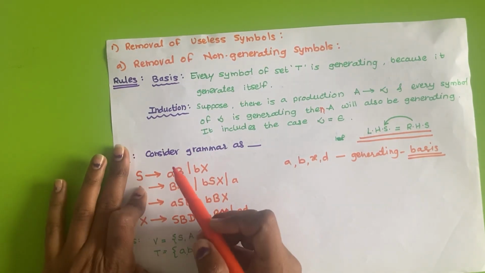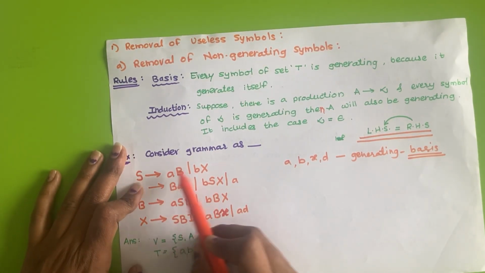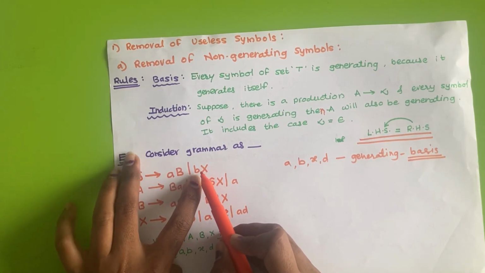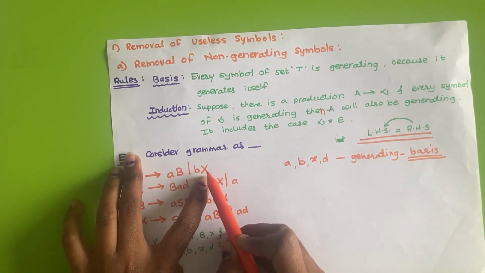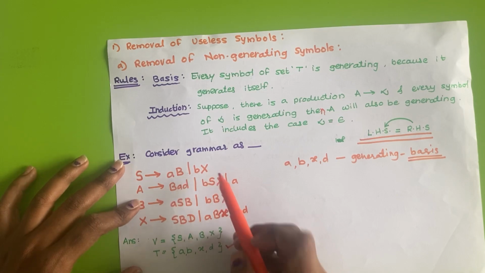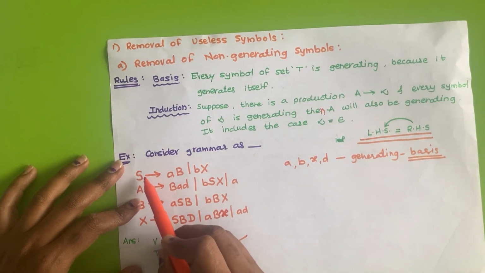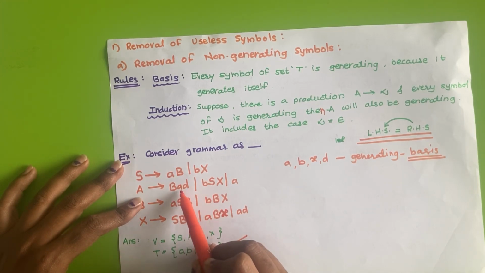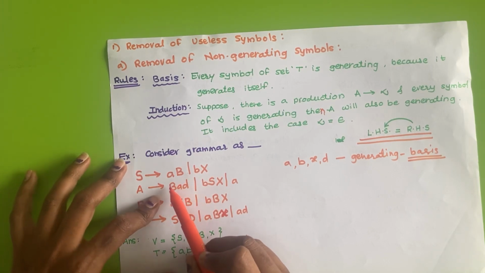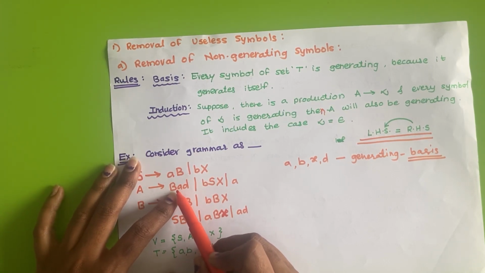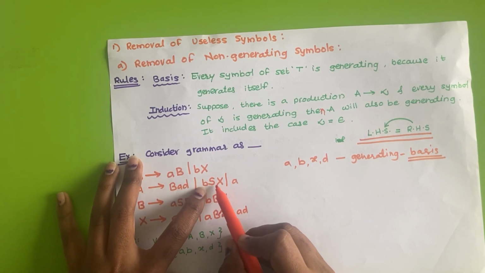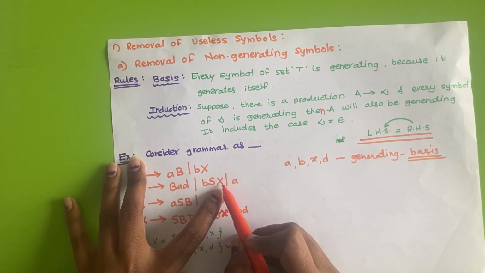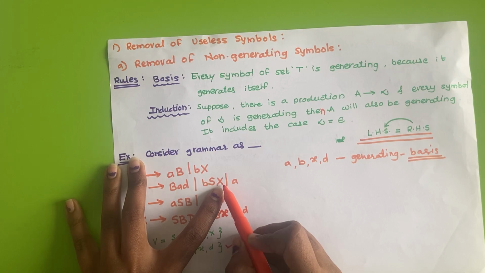Now the next production is S tends to BX. Here B is generating, but capital X is not generating, so again we don't know anything about S. Now we will observe the next, that is A tends to BAD. Here we have A and D as generating symbols, but we don't have capital B as generating. So here is the same case: S is not generating as well as capital X is also not generating.